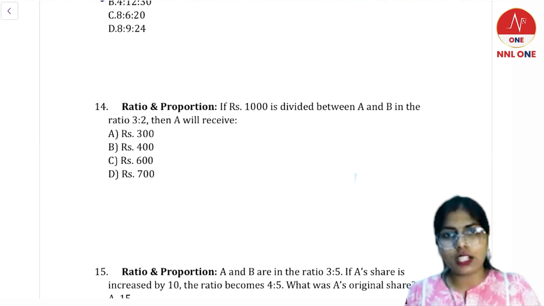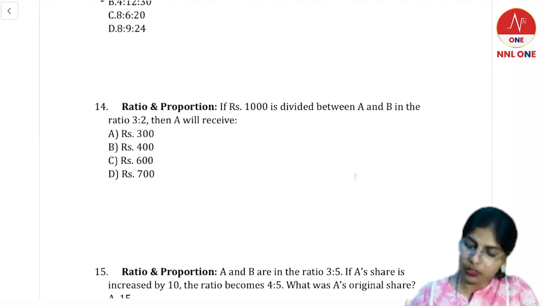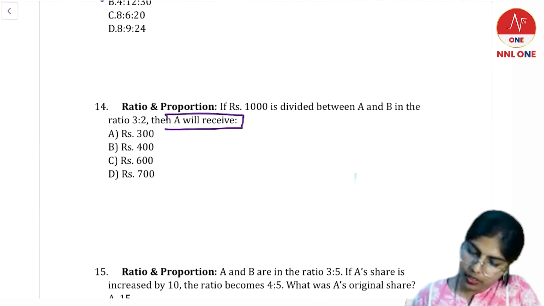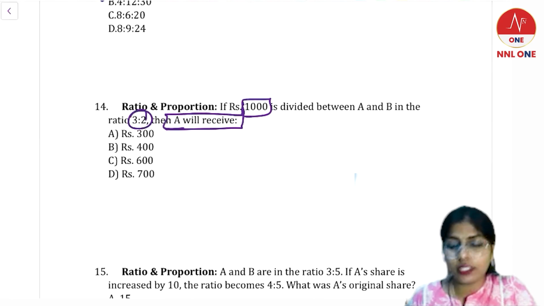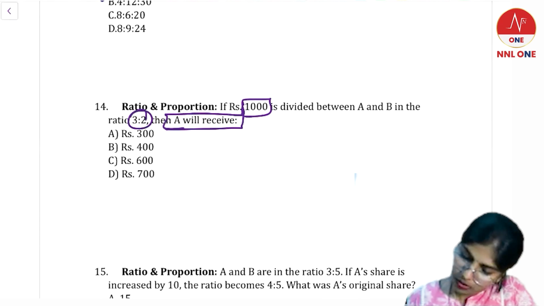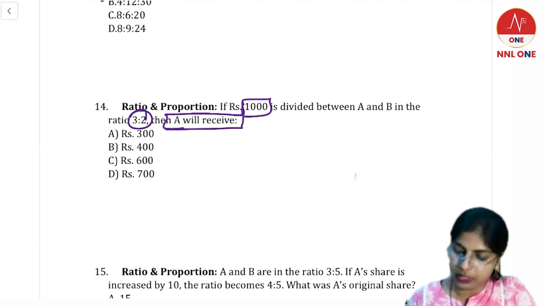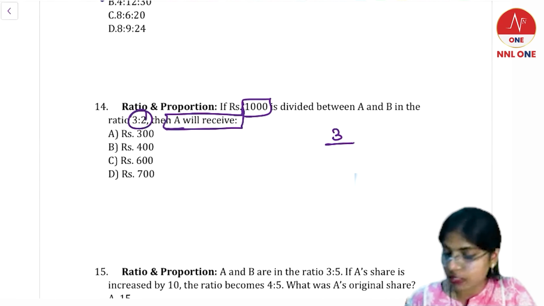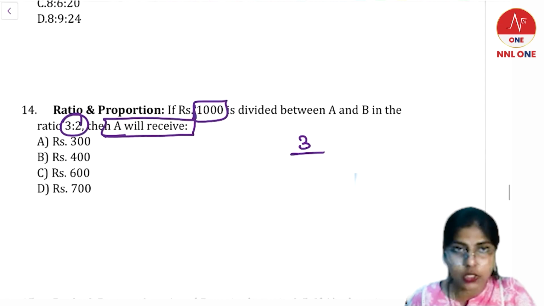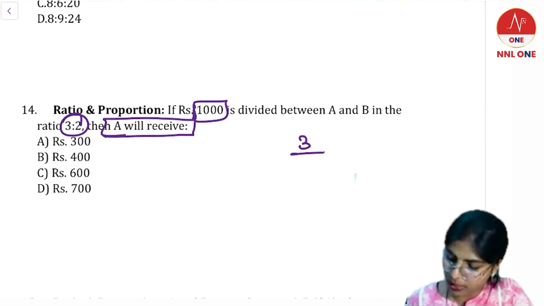If rupees 1000 is divided between A and B in the ratio 3 is to 2, then A will receive. So they are asking only the share of A. We know the total is 1000. The ratio of A is to B is 3 is to 2. They're asking how much A will receive. What is the ratio of A? It is 3. What is the total ratio? 3 plus 2 is 5.